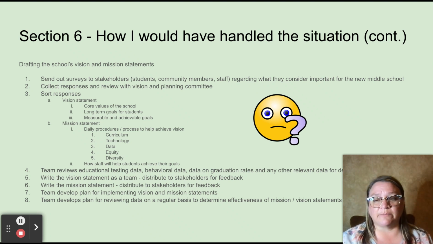And then the team would develop a plan for implementing those vision and mission statements and a plan for reviewing data on a regular basis to determine the effectiveness of those statements.